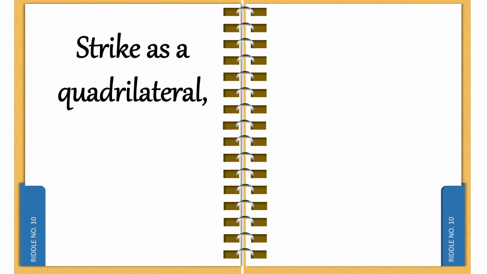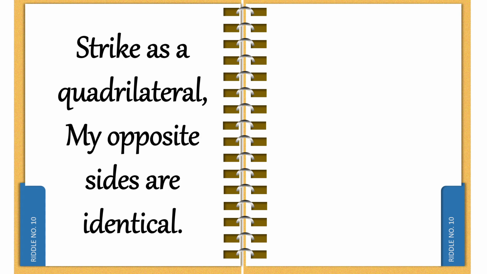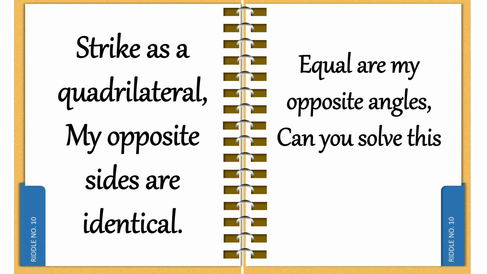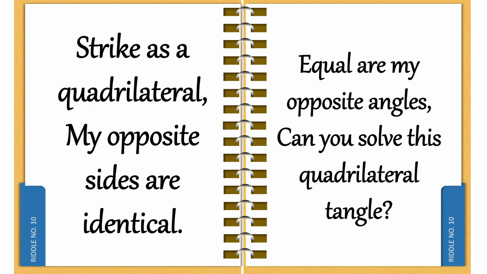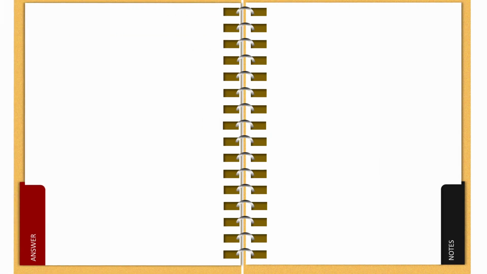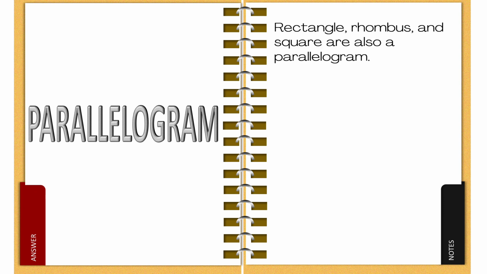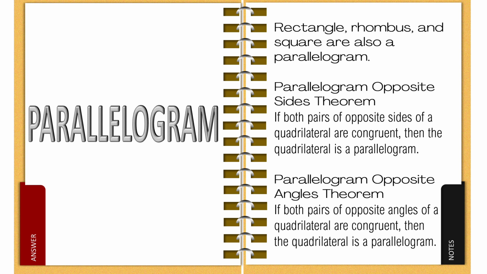Strike as a quadrilateral, my opposite sides are identical. Equal are my opposite angles. Can you solve this quadrilateral tangle? Parallelogram is the correct answer. Remember that the rectangle, rhombus, and square are also described by the riddle since they are parallelograms. Meanwhile, these two theorems support the answer to the riddle.